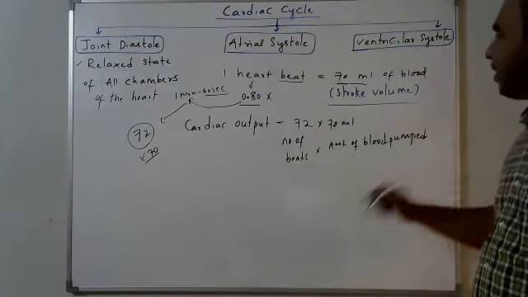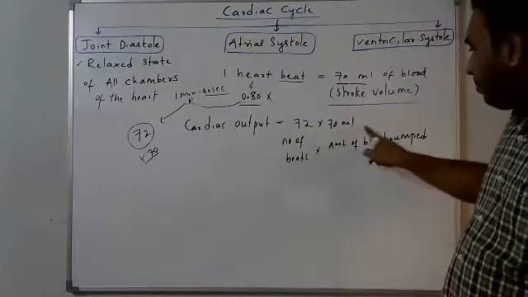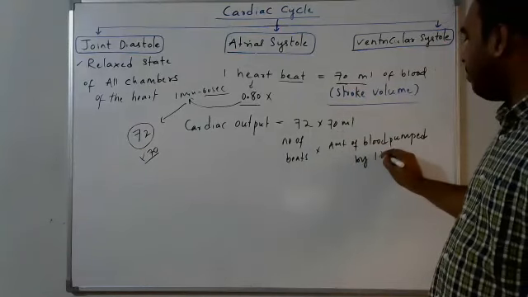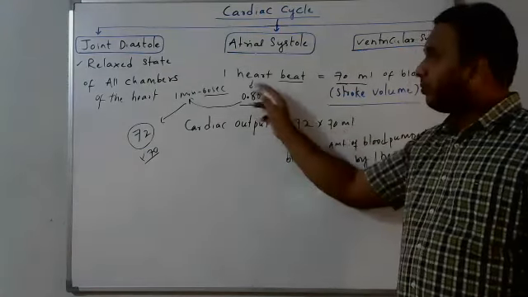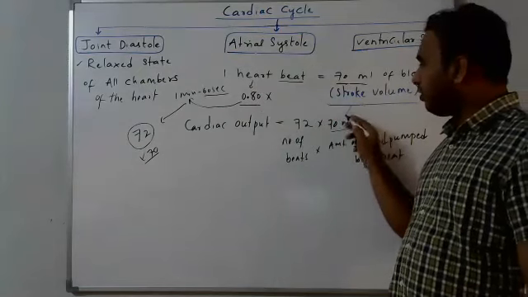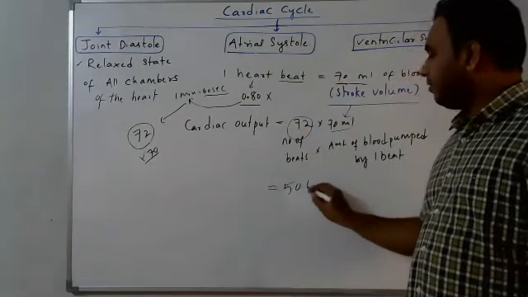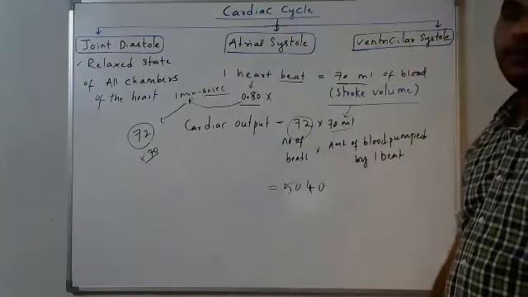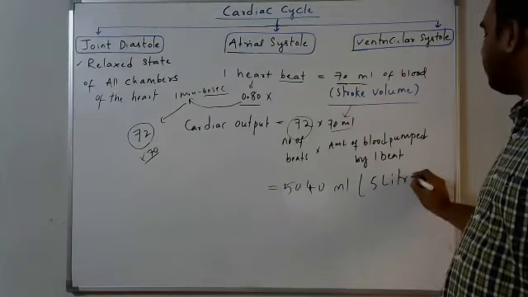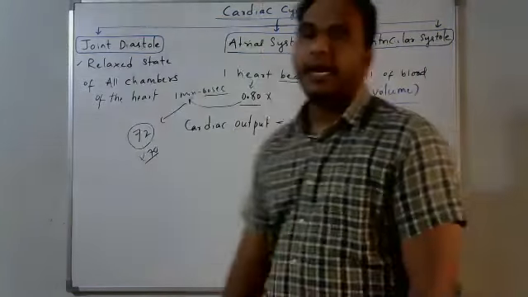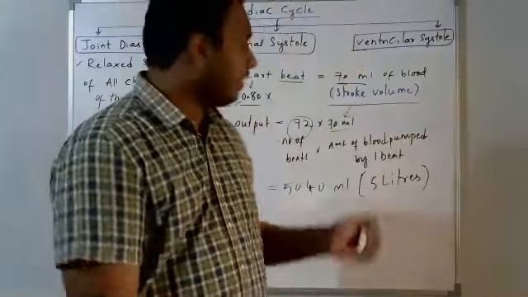Amount of the blood pumped. Number of beats per minute into amount of blood pumped per minute, that is, the amount of blood pumped by one beat. Or else, number of beats per minute and stroke volume. Stroke volume is 70 ml, and number of beats per minute is 70. So it results in almost 5040 ml, which is roughly equal to 5 liters. Got it? That is nothing but cardiac output.